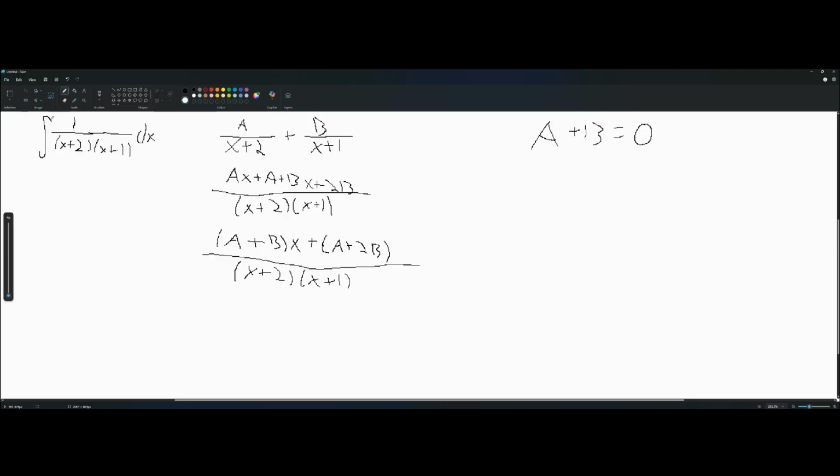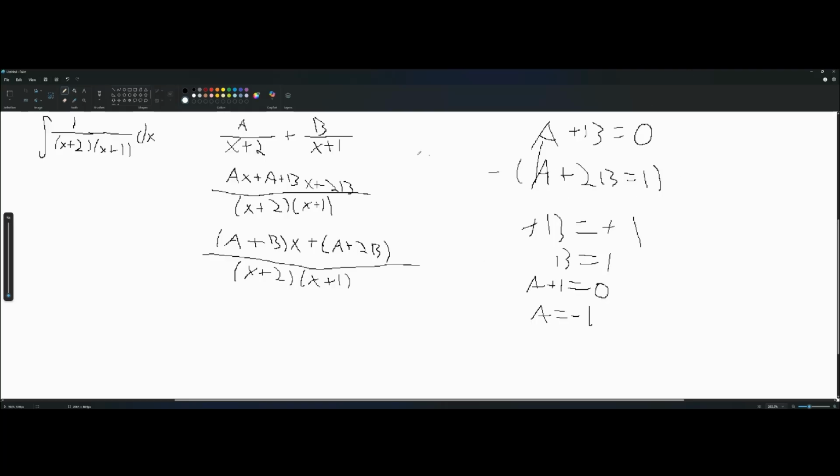And then we see that this has no x attached to it, so this must be our constant. And our constant is 1 that is in the numerator. So we say that a plus 2b is equal to 1. And now we just solve the system of equations. Multiply this by -1. These a's will cancel out, and we get negative b is equal to -1. So b is equal to 1. And if b equals 1, a equals -1.